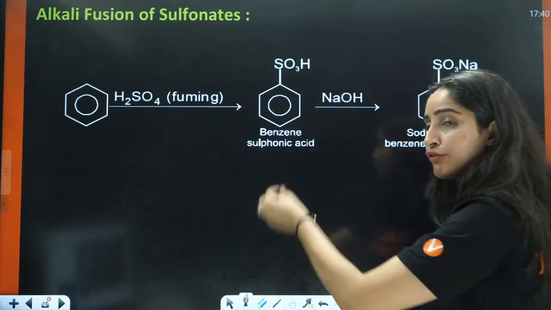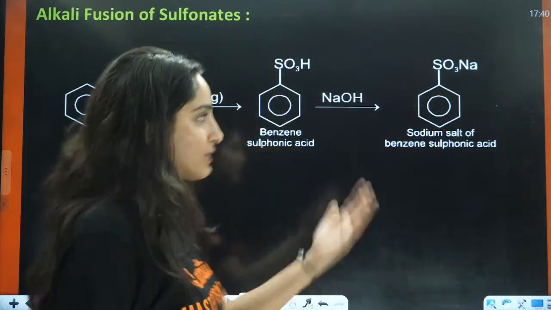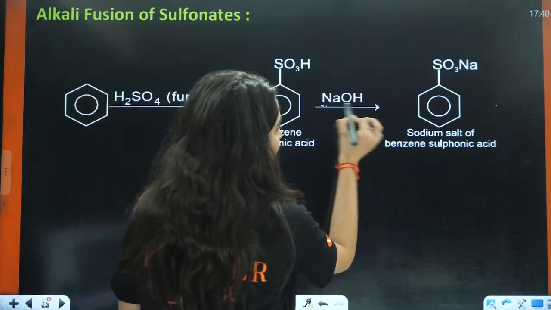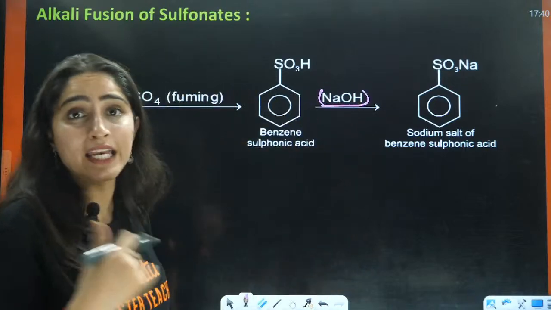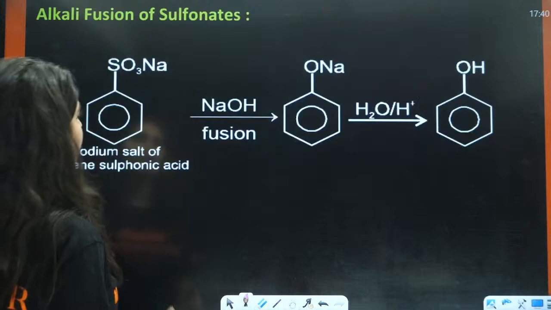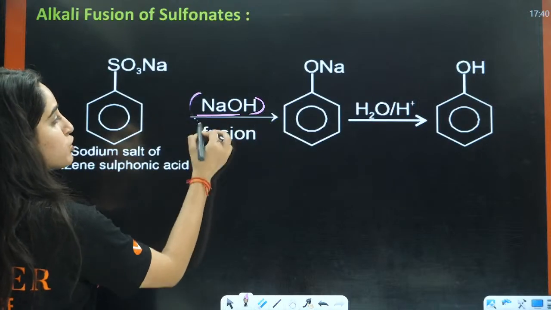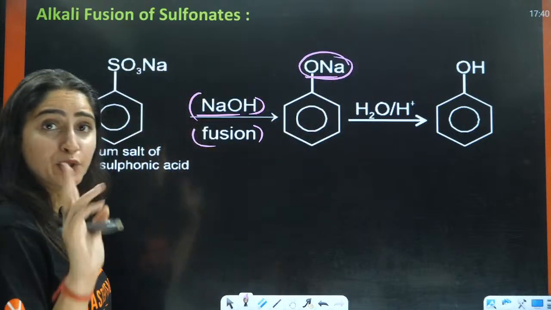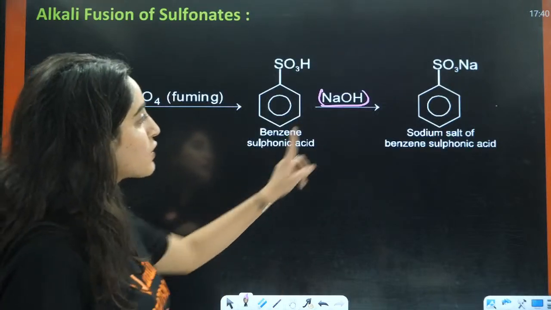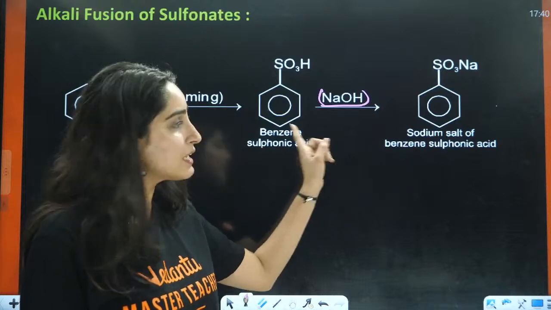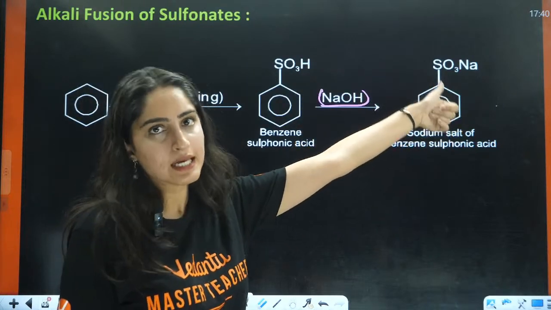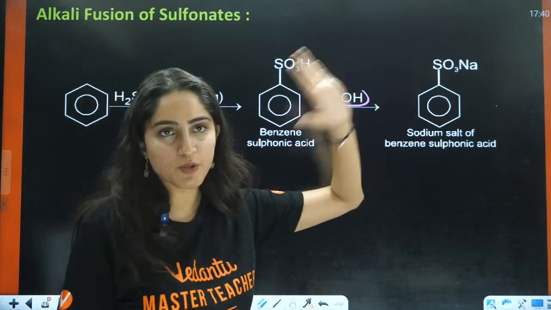After that, if you add NaOH into this, here they have directly written that you add NaOH. If you fuse it with NaOH, then after NaOH fusion, you will have the formation of ONa. So basically two things we are doing here. Firstly, we are adding NaOH just like that, right? Instead of this, H will be replaced by Na. This H positive will be replaced by Na.